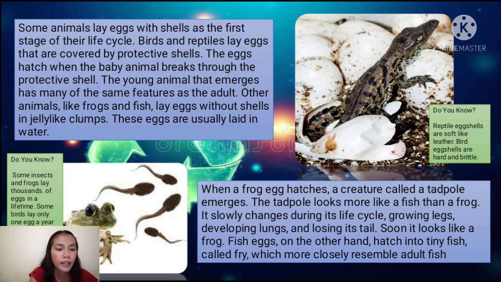When a frog egg hatches, a creature called a tadpole emerges. The tadpole looks more like a fish than a frog. It slowly changes during its life cycle, growing legs, developing lungs, and losing its tail. Soon, it looks like a frog. Fish eggs, on the other hand, hatch into tiny fish called fry, which closely resemble adult fish.